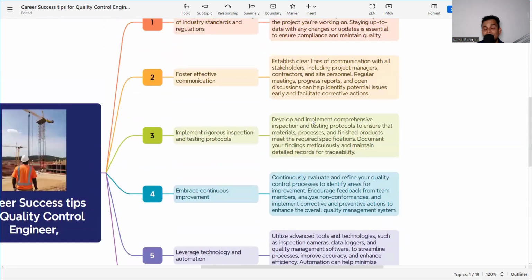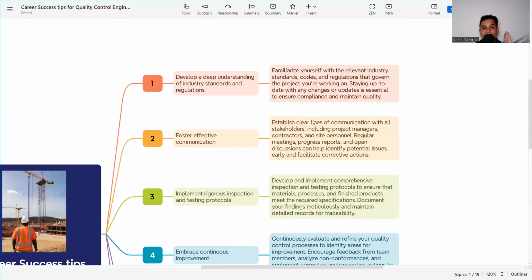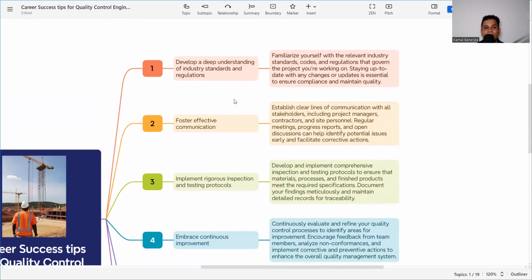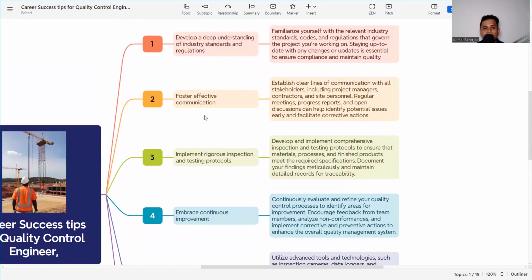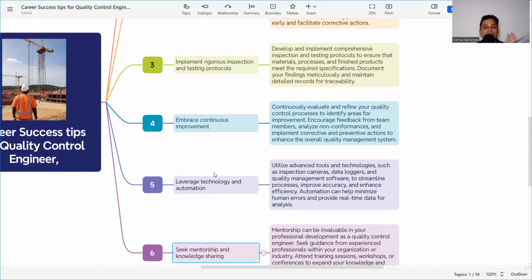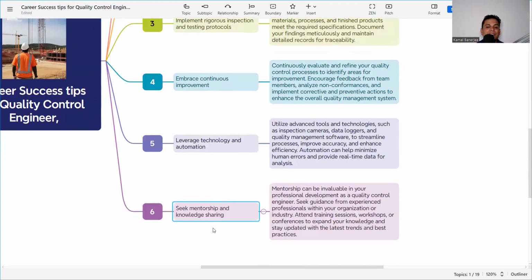So these are the six techniques or the six tips you need to follow in order to get success in your quality control career. To summarize: develop a deep understanding of industry standards and regulations, foster effective communication, implement rigorous inspection and testing protocols, embrace continuous improvement, leverage technology and automation, seek mentorship and knowledge sharing. That is all for today, and I hope you find it useful. Apply it in your case, in your life, you will get success.